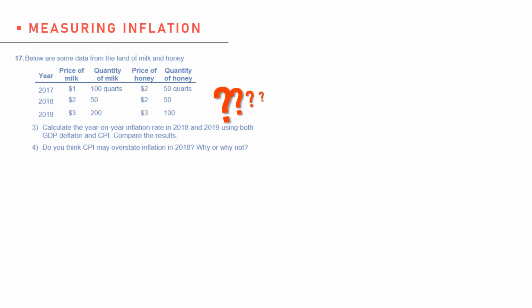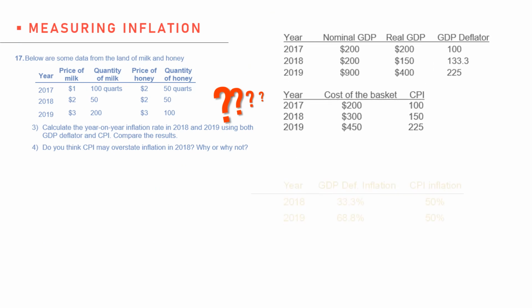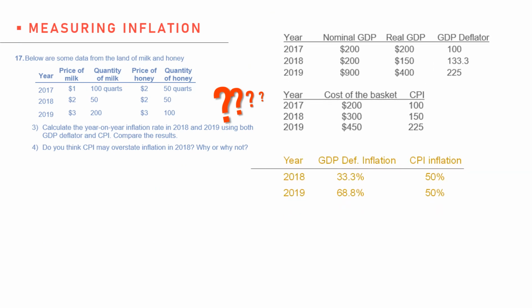To answer this question, we already have the calculation before, and this is the summary and comparison between inflation using the GDP deflator method and the CPI method. In 2018, we can observe the CPI inflation is bigger, but in 2019, it is smaller compared to GDP deflator inflation. And there's an interesting question here about the possibility of CPI overstating inflation in 2018.